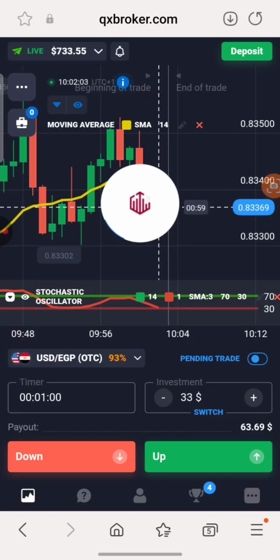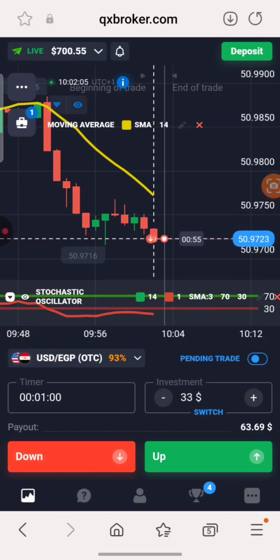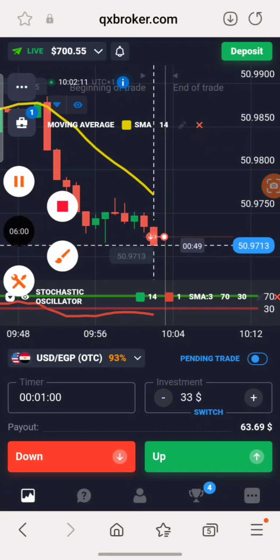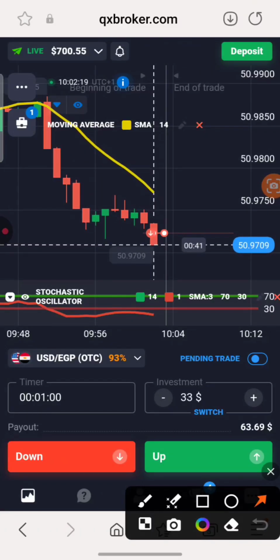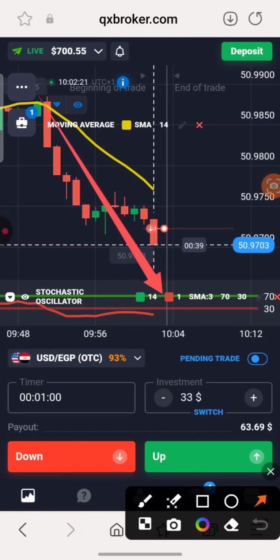Let's use EGP. This market will still sell, yes, and this is the reason why I say it's still going to sell. Let me mark this entry. We did not trade against the trend, we trade in favor of the trend, which is the bearish. The market is going bearish.